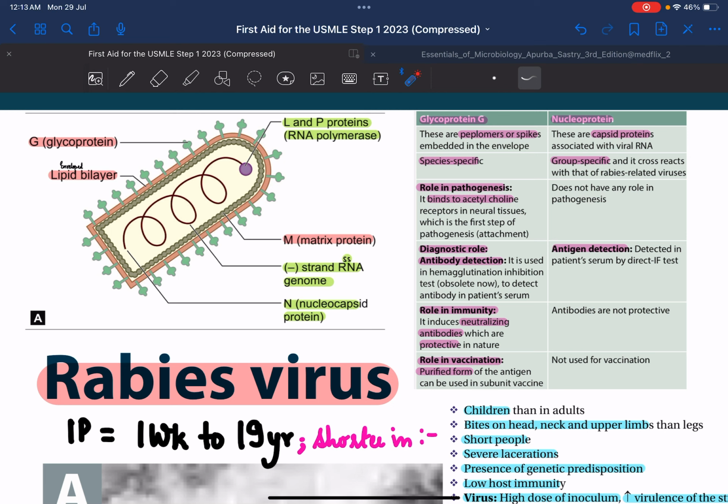We basically, the antigen which we detect is the nucleoprotein. Okay, we detect it by the direct immunofluorescence test, which we will be learning later. Glycoprotein is the one which induces neutralizing antibodies which are protective in nature, which will be seen in the vaccination part, and therefore it is used in vaccination in the purified form, whereas the nucleoprotein has no role in immunity.